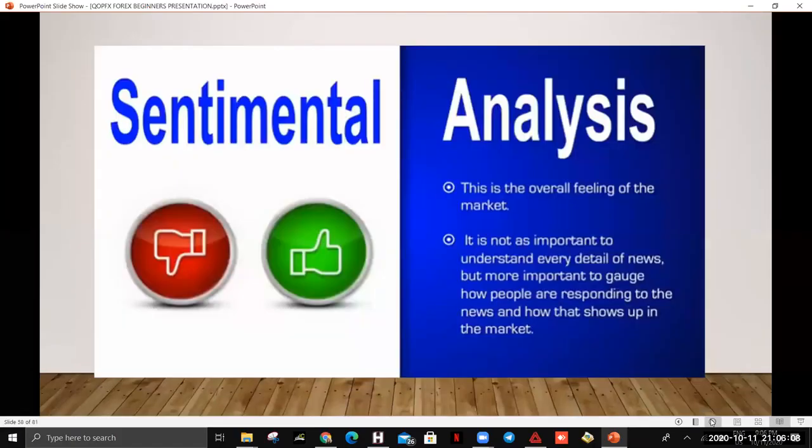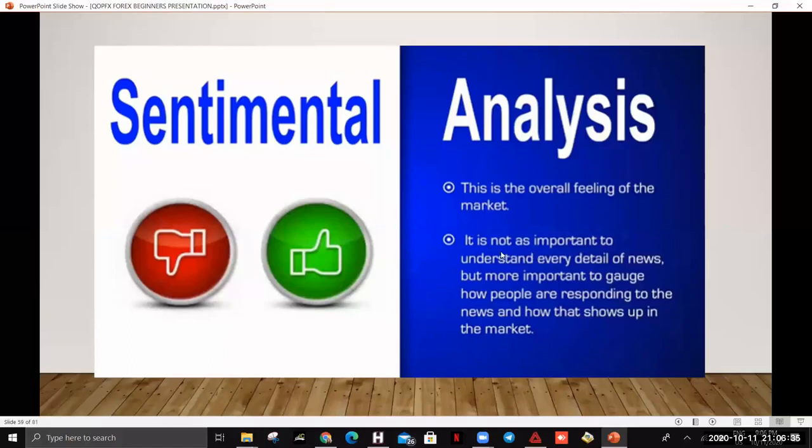Now, sentiment analysis is based on emotion. Like I told you earlier, in the Forex market you will see a downtrend. The market has been falling for months or years, and you say, I'm sure this market is going to reverse today because it has been falling. It cannot keep falling and falling. And you decide to just place a sell or a buy. That is based on your emotion. This is an overall feeling of the market.